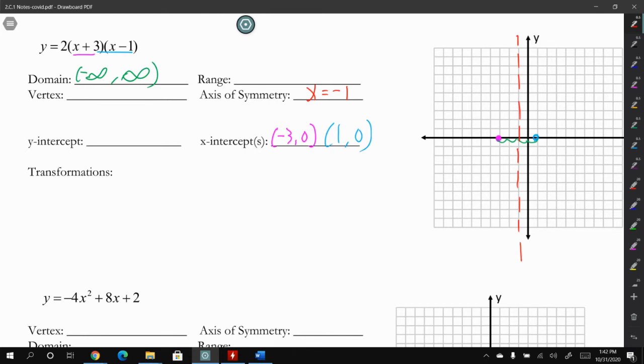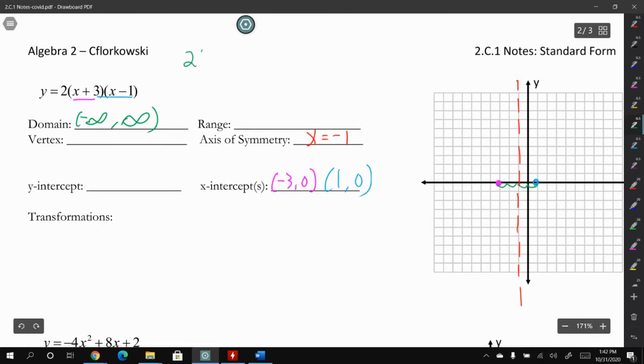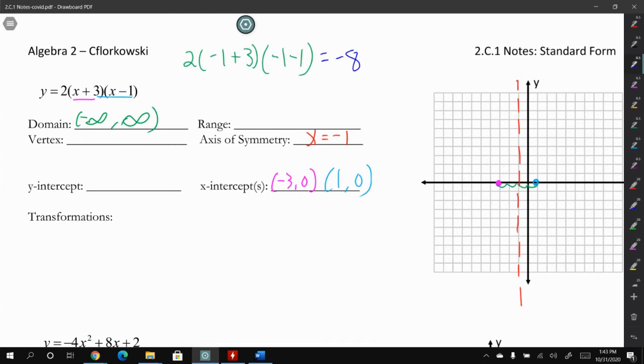So now I can plug that in to the original function to figure out the y-coordinate of the vertex. So 2 times -1 squared plus 3 times -1 minus 1. And when I type that into the calculator, I get -8. Now what we can do is write our vertex as -1, -8. 1, 2, 3, 4, 5, 6, 7, 8.